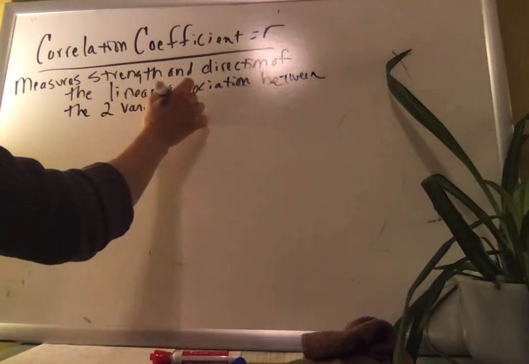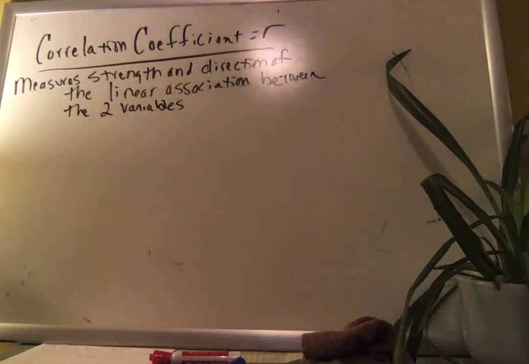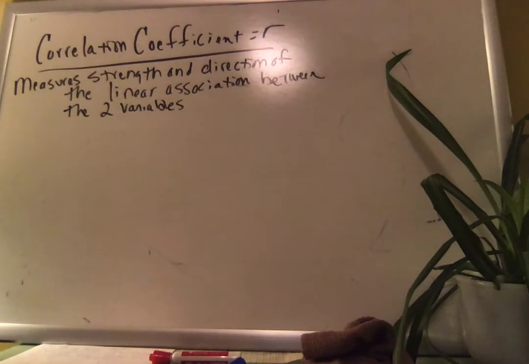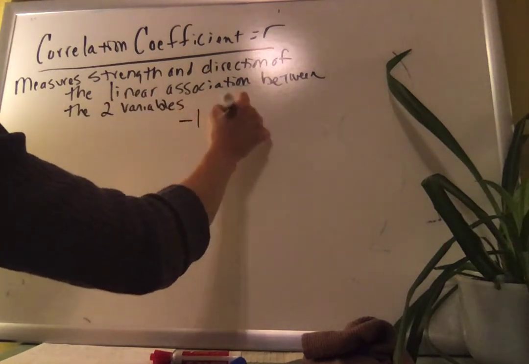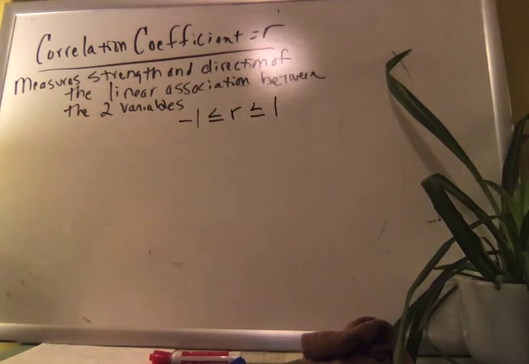So this thing called the correlation coefficient, it measures the strength and the direction of the linear association between the two variables. Luckily for us, the calculator is going to give us the value for R, but we still need to know what it means and how to interpret it. R runs between -1 and 1.